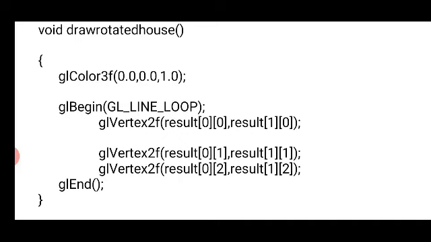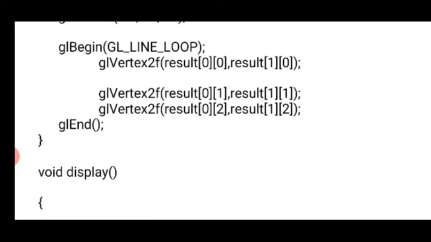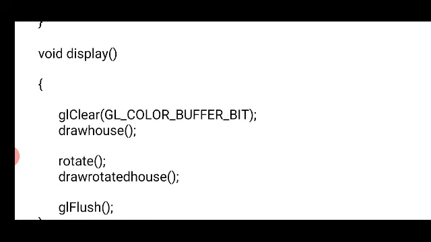Hence for drawing the rotated house we are going to use a result two-dimensional array, and again we are going to use gl underscore line underscore loop, giving the three resulting vertices after the rotation. Now in display you just call draw house. First it will draw the normal triangle, then you call the rotate function, then finally you call the function to display the rotated house.